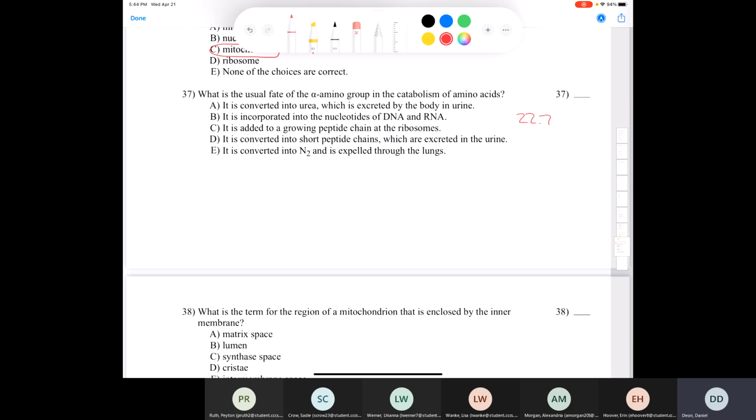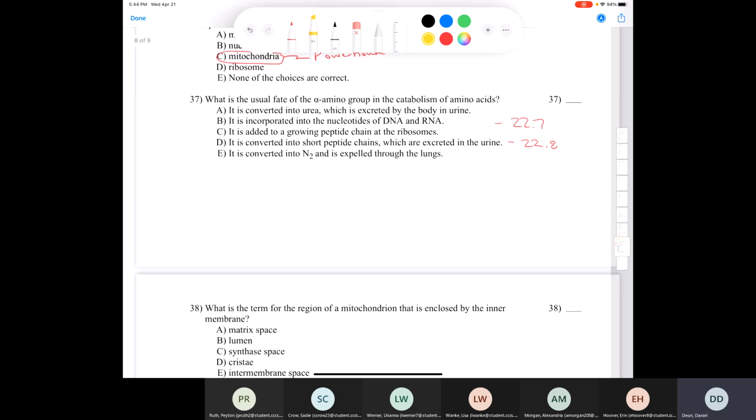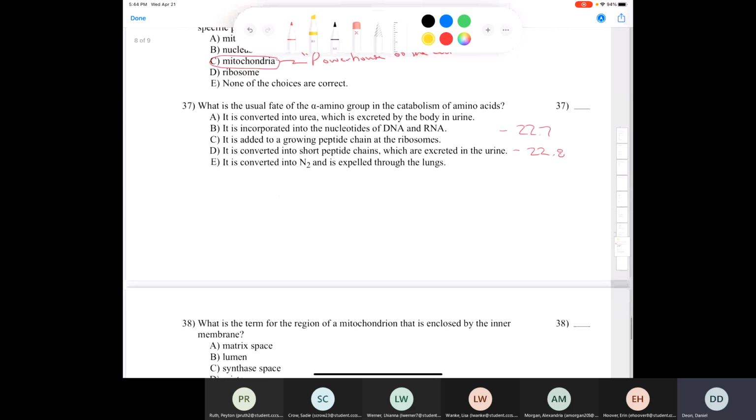Well, if you take a look at that section, it discusses the breakdown of a couple of different amino acids, and it shows you what happens to the amino group that is removed from the amino acids, which were part of a protein. They are removed in the urea cycle, which is covered in section 22.8. And so the amino group is converted into urea, which is excreted by the body in the urine.